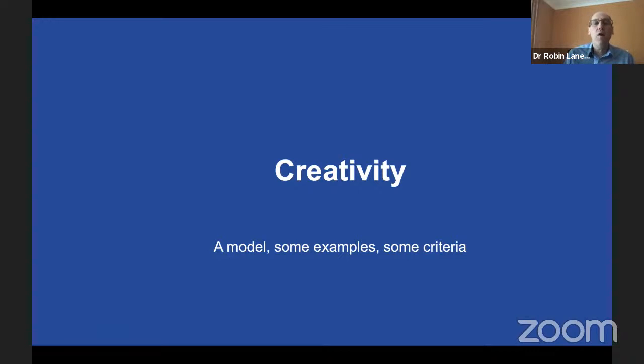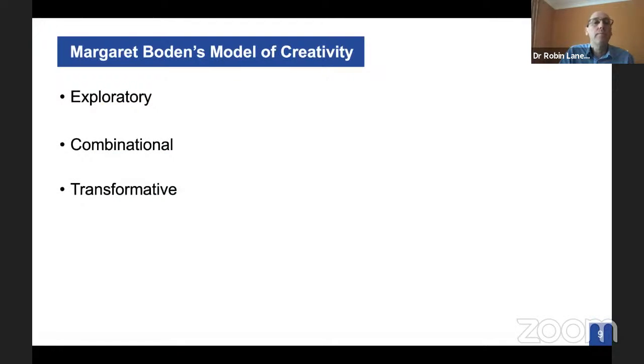So creativity is a very hard thing to tie down, but I want to spend some time thinking about it. What we're going to do is look at a model of creativity, some examples, and then think about some criteria which tell us whether a process really is creative. So we're going to work with Margaret Boden's model of creativity. Margaret Boden proposes that there are 3 ways a process can be creative. We can have an exploratory process, a combinational process, or a transformative process. And what I want to do now is look at some examples of those.